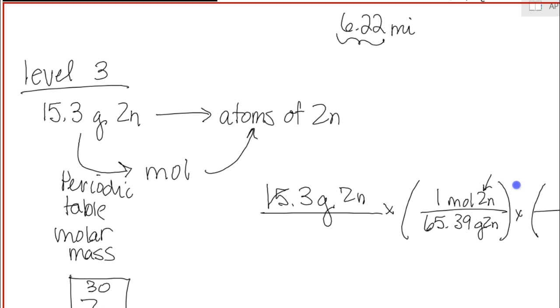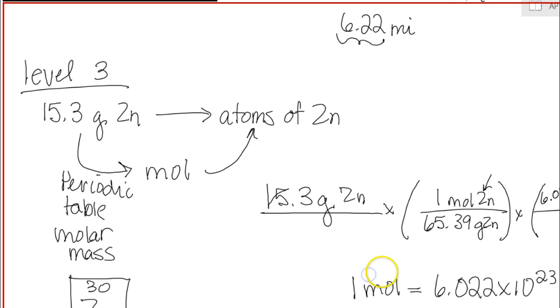1 mole of zinc is 6.022 times 10 to the 23rd atoms. 1 mole, if you're unfamiliar or don't remember, is always 6.022 times 10 to the 23rd. It's kind of like a dozen. If I have 1 dozen bagels, I have 12 bagels. If I have 1 mole of bagels, I have 6.022 times 10 to the 23rd bagels.